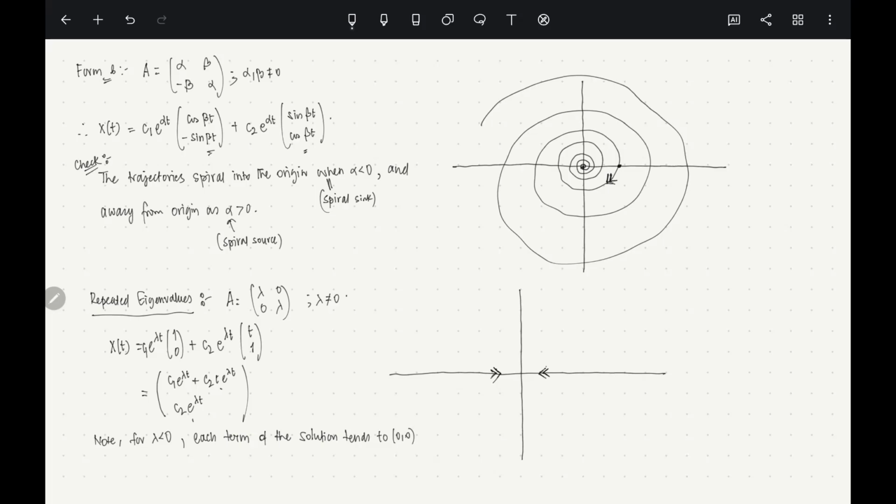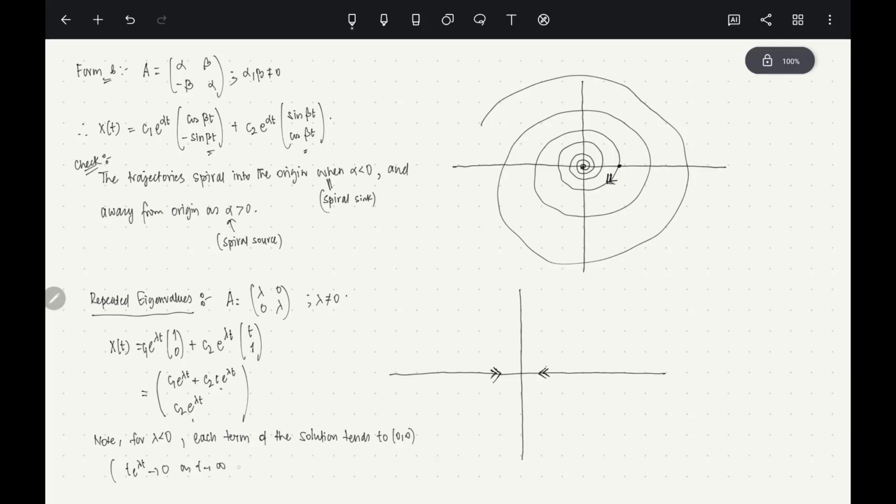Of course, see, C1 e to the power lambda t, C2 e to the power lambda t, it is quite clear that it is going to 0 0 if lambda is negative. As t tends to infinity, it goes to 0 0. But what about t e power lambda t? See, t e power lambda t also goes to 0. You have to understand that. Why? Because lambda is negative, t tends to infinity, e power lambda t is the dominating term, right? It dominates t.